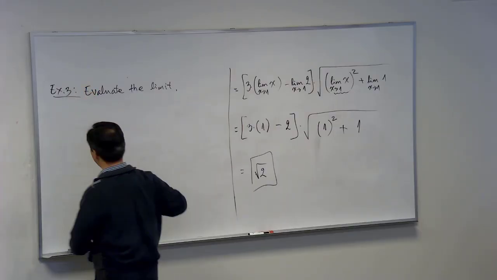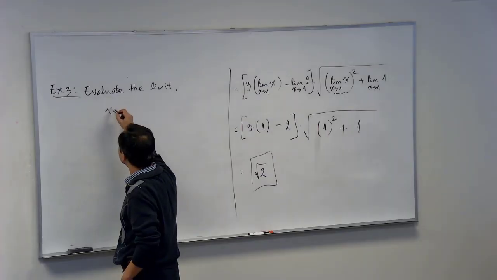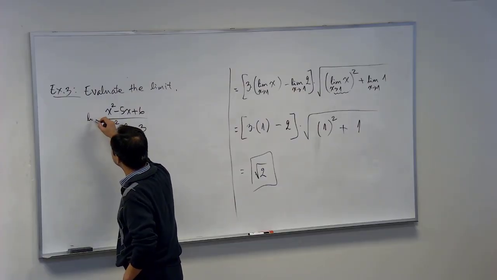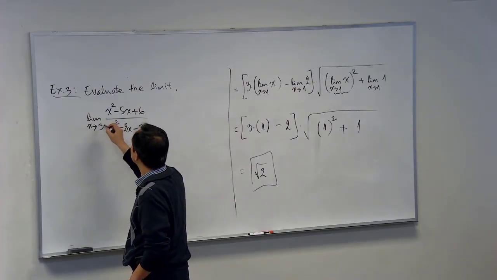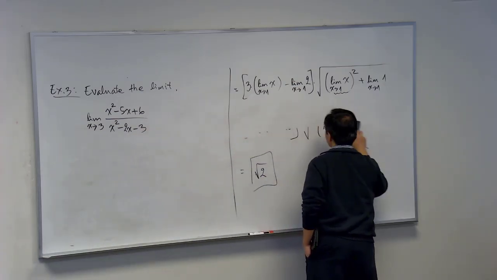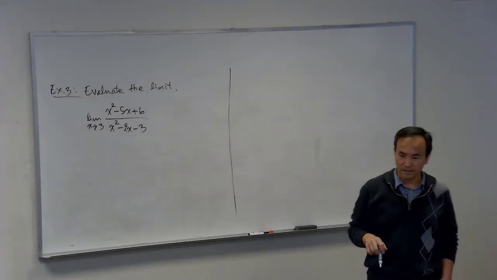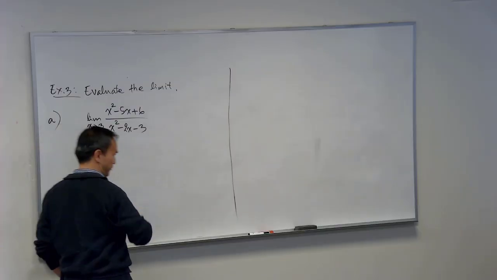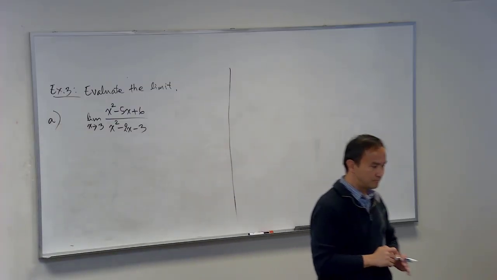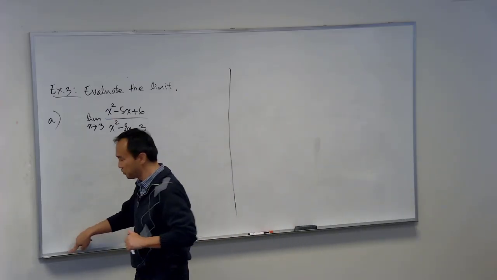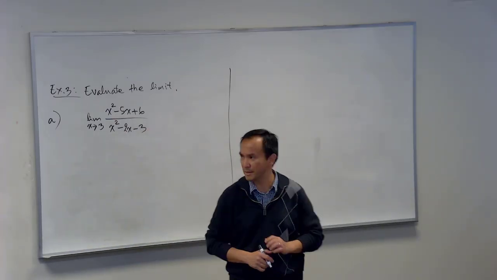Example 3, we still want to evaluate the limits. x squared minus 5x plus 6 over x squared minus 2x minus 3, and we want to take the limit as x gets close to 3. So with this problem, yes, you can call it part A. I do intend to give another one after this one. All right, so let's see what we can do within the basic limit laws here.